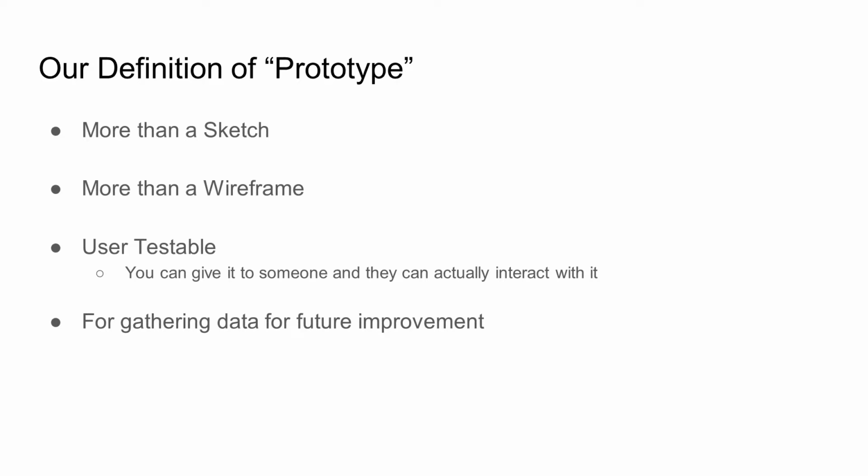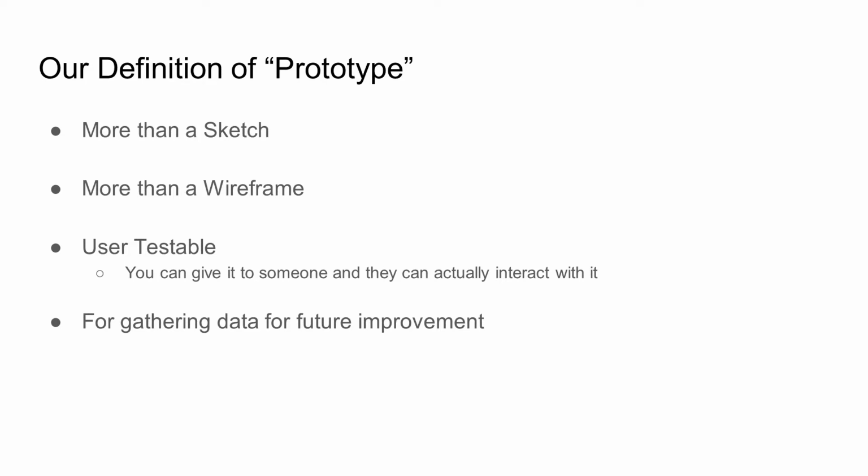So for our class, let's define what we mean by prototype. Now, it's pretty common practice, I've found, for people to refer to pretty much any part of a project that's not complete as a prototype. But for us, that's not enough. The key thing is that it needs to be independently interactable. It needs to be like that toy with the shapes.